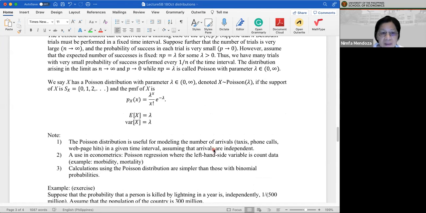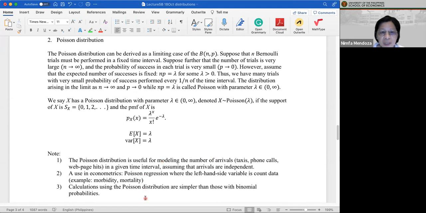So some notes. The Poisson distribution is useful for modeling the number of arrivals, taxis, phone calls, web page hits in a given time interval, assuming that arrivals are independent. A use of the Poisson distribution in econometrics is the Poisson regression, where the left-hand side variable is count data, for example morbidity or mortality.